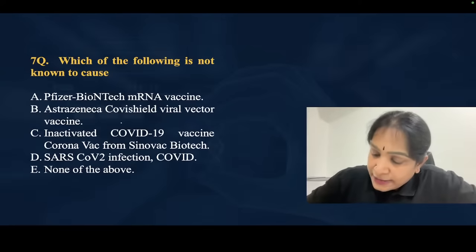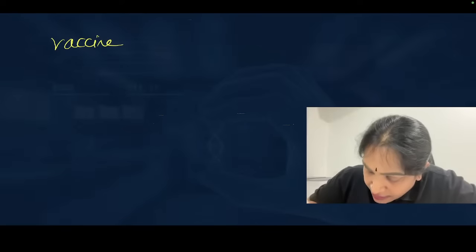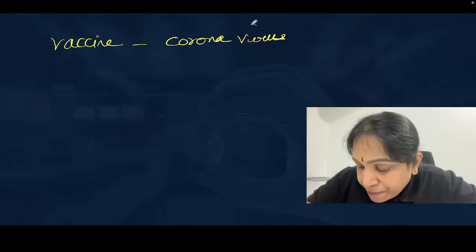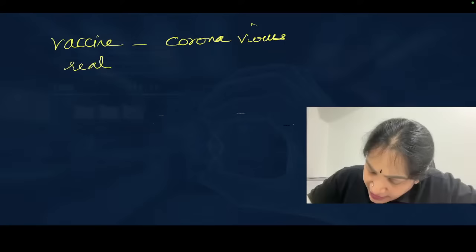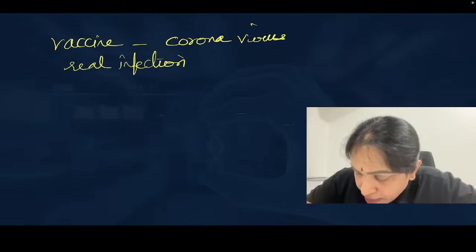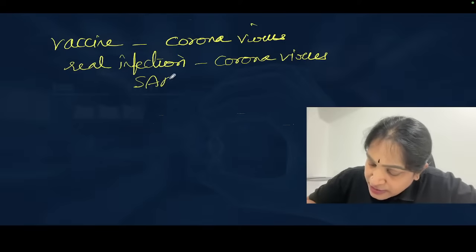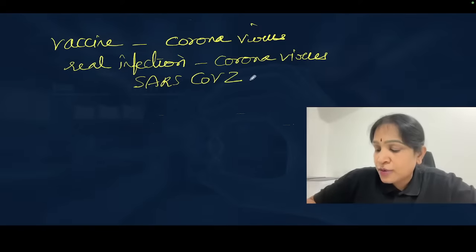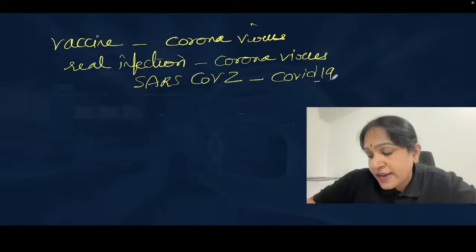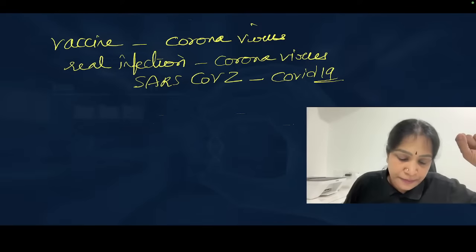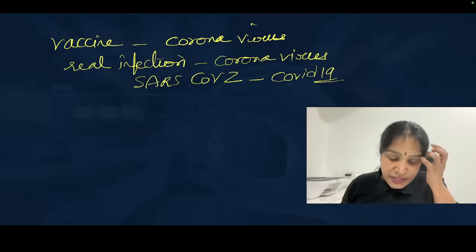So, do you agree that the vaccine will have coronavirus, and the real infection also has coronavirus, isn't it? Which one? The SARS-CoV-2. Isn't it SARS coronavirus 2 that causes COVID-19? Do you agree with this? Real infection is also having the virus, antigen. Vaccine also contains antigen. Is it clear?